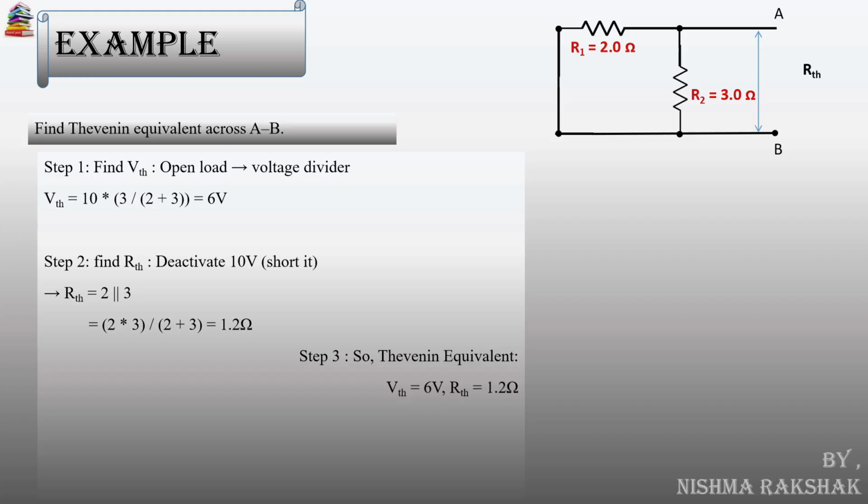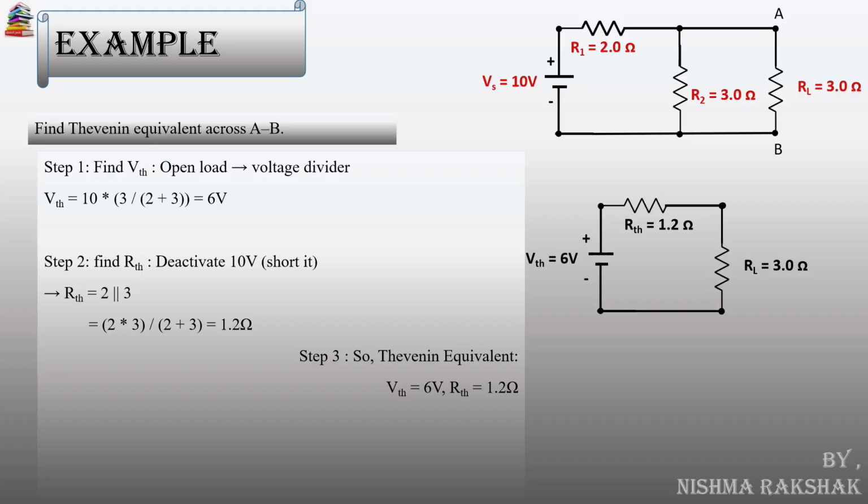Step 3. Equivalent circuit. We can now draw the Thevenin's equivalent, a 6 volt source in series with a 1.2 ohm resistor. Step 4. Finding load current. When we connect the load resistor of 3 ohms, the current through it is given by I equals VTH divided by RTH plus RL. That is 6 divided by 1.2 plus 3, which is equal to 1.58 amperes. So the load current is 1.58 amps.